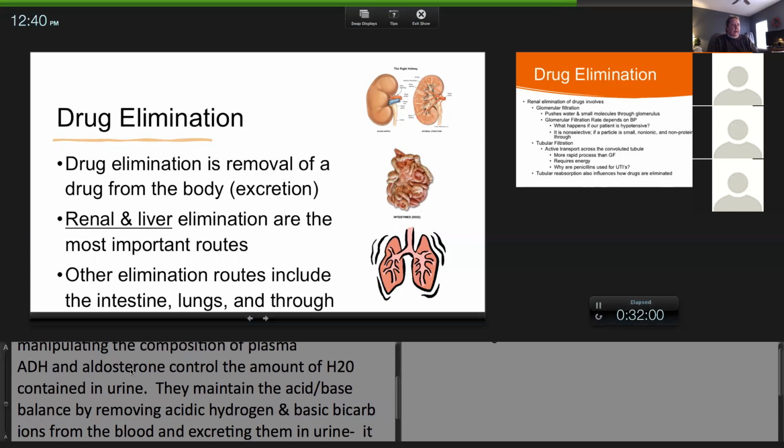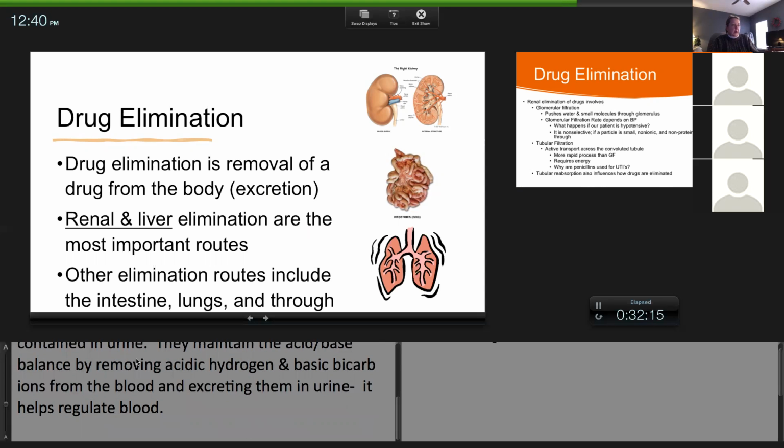Now the kidney, again, balances that ADH and the water balance on how much urine it makes. And so part of that can affect how much is excreted through the urine. Also the lungs. You guys are doing anesthesia. How do you eliminate inhalant anesthetics? They have to exhale it.